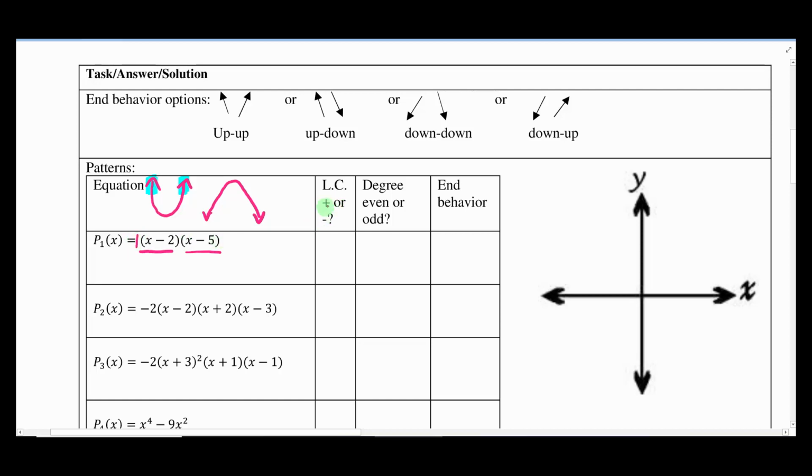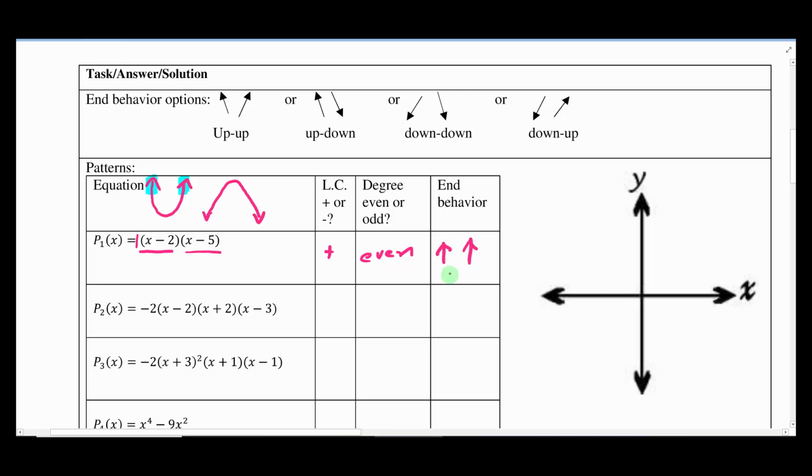So you'll notice here in this column, they want to know whether or not the leading coefficient is positive or negative. So in our case, since the leading coefficient here is a positive 1, we would say that the leading coefficient is positive. Okay, and then over here, it's asking if the degree is even or odd. Well, since we had two linear factors, right, the x minus 2 and the x minus 5, this would indicate that the degree is 2, which is an even number. Okay, so when we have a positive even polynomial, the end behavior is going to be up, up, right? So we would have an up, up end behavior.